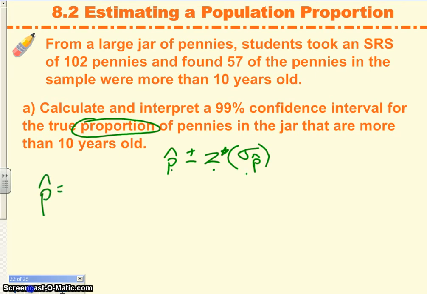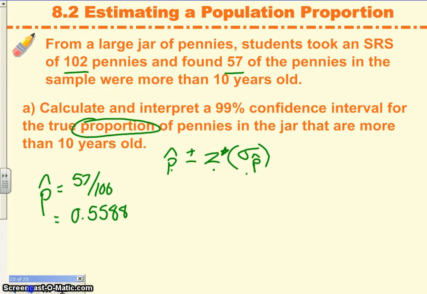P hat is my sample proportion. In my sample, I had 102 pennies, and 57 of them were more than 10 years old. So 57 out of 102 gets me a p hat value of 0.5588. That's my sample proportion. So according to this sample, I'm thinking that 55.9% of all the pennies in this jar are going to be more than 10 years old. And we're going to calculate an interval around that we hope captures the true proportion.